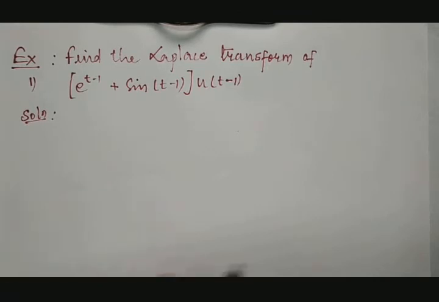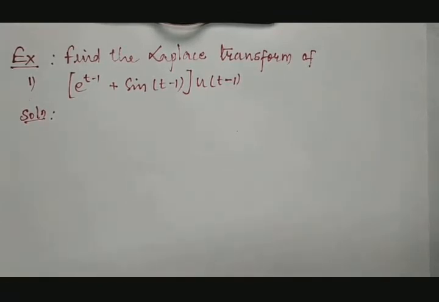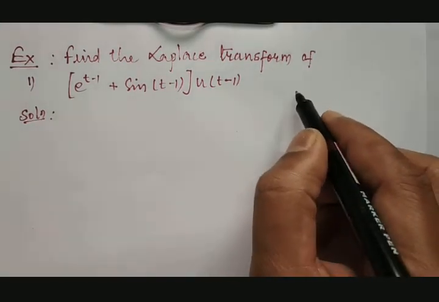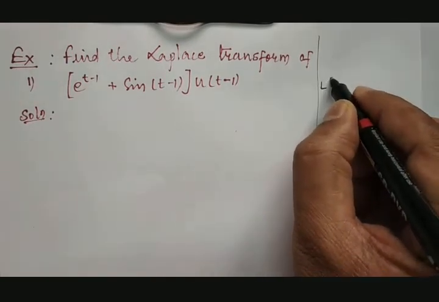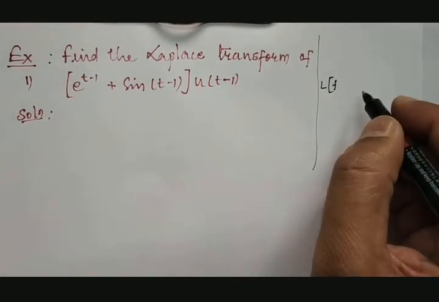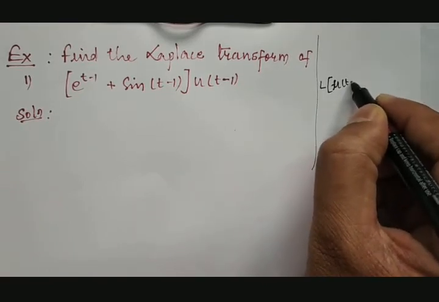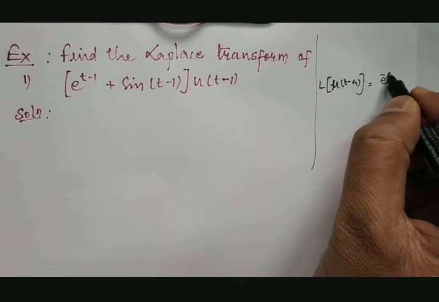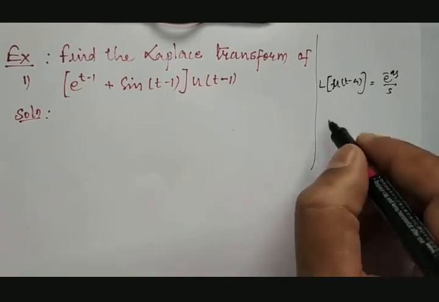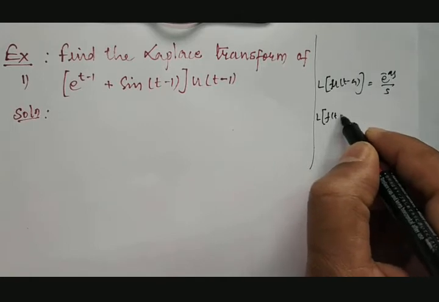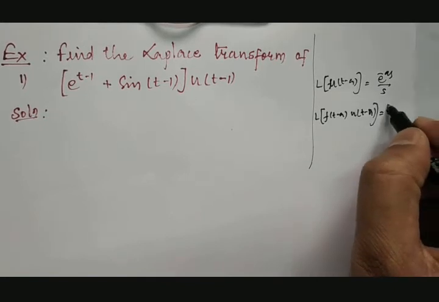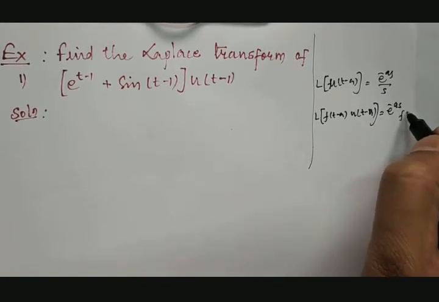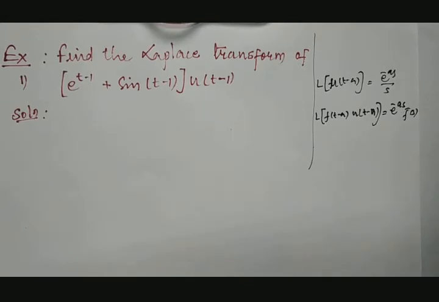First, I want to know what properties we have right now. Let me take them here. The Laplace transformation of u of t minus a is equal to what? e raised to minus as divided by s. Second, the Laplace transformation of f of t minus a into u of t minus a is equal to e raised to minus as into f bar of s.